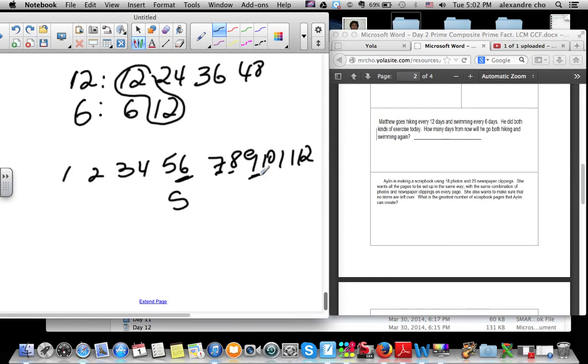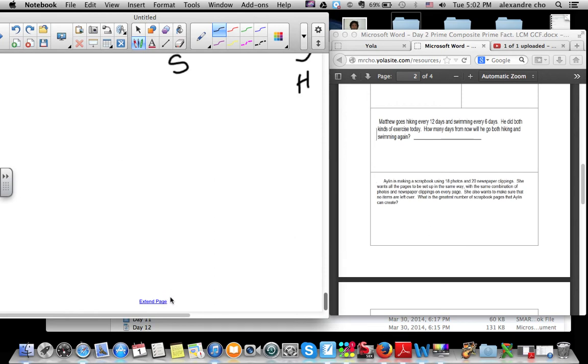On the 8th, nothing happens. On the 9th, nothing happens. On the 10th, nothing happens. On the 11th, nothing happens. But on the 12th day, which is another 6 days again, he goes swimming, because it's every 6 days. But on every 12 days, he also goes hiking. So on day 12 of that month, he's going to go swimming and hiking on the same day. Okay, that's exactly what we just found.